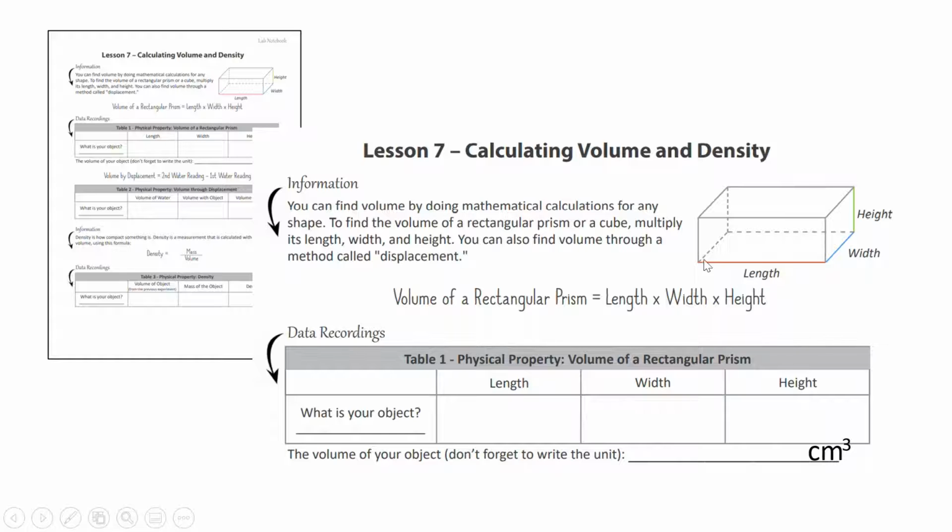When you multiply 3 centimeters together, it's a centimeter times centimeter times centimeter, which means it's a centimeter cubed, or a cubic centimeter. And so I put that here for you, for your unit of measure. And you're going to go ahead and put the answer right here after you multiply these 3 numbers together. That is going to be the volume of your object. And I already wrote the unit measure right there. Just make sure you write it on your paper. Okay.